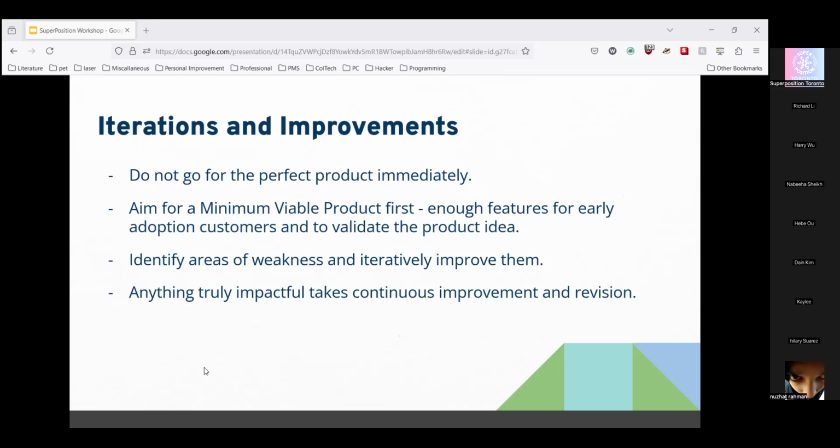So what I'm saying is, don't expect it to be one and done, especially if you want it to be something that's impactful. Anything really impactful takes continuous improvement and a lot of revisions.